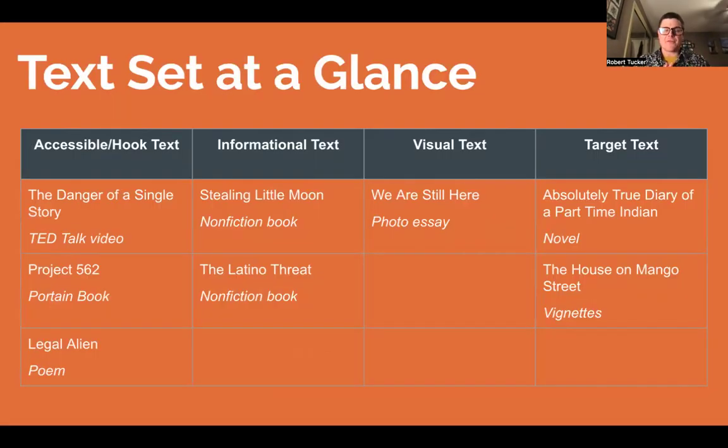At a glance, there are 8 texts within this unit, and there are 2 target texts. The first being The Absolutely True Diary of a Part-Time Indian. That is the primary target text that the unit will start on, and then there are associated texts with that. And then we will shift to The House on Mango Street, which will center the Latino voices and the associated text with that. But let's dive in.